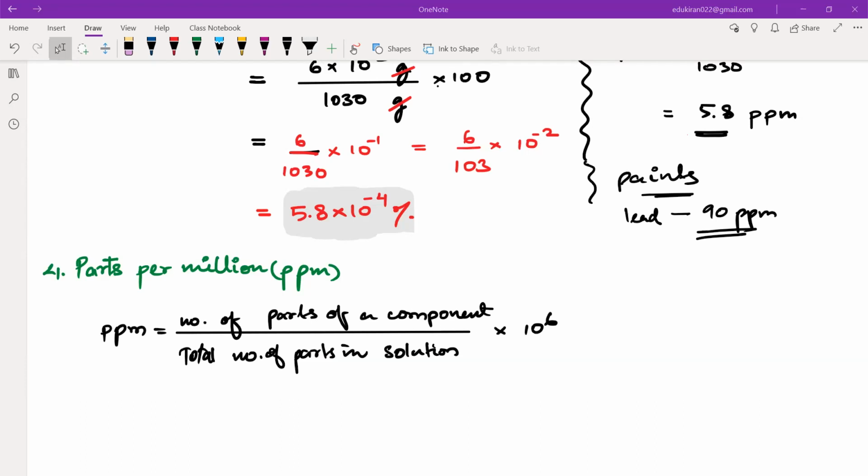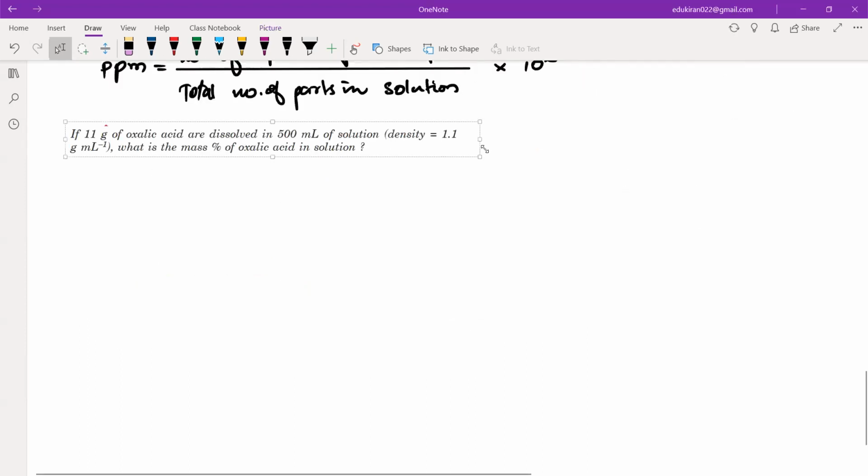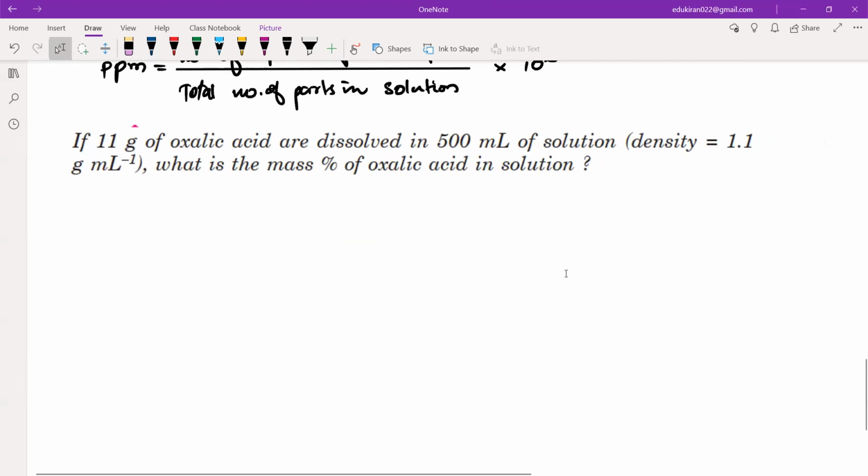Right, one more question on mass percentage, and please do this question. So generally you will be given a question like this, where it will not be directly given the mass of solvent or the mass of solute, then you calculate it. Okay, you will be given a question like this. See what is the question.